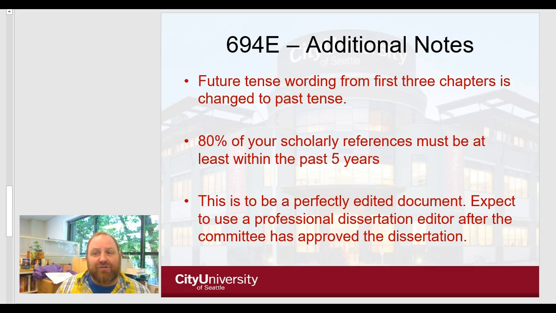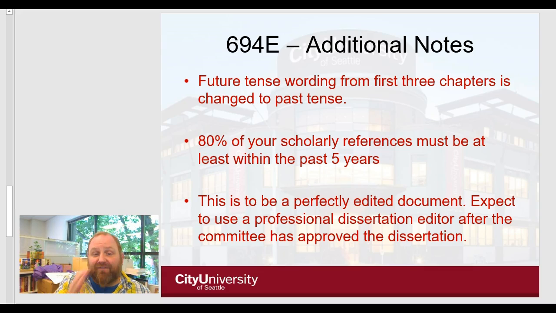One of the things you'll be doing when you get to this final stage of your dissertation is you're going to be changing the wording in chapters 1 through 3 to past tense because now you will have done the study. You're going to be making sure that 80% of your scholarly references are within the last 5 years, which means if you were to defend in 2017, that would include 2016, 2015, 2014, 2013, and 2012. So if you defend in 2017, you can have 80% of your citations must be from 2012 onward to current time.